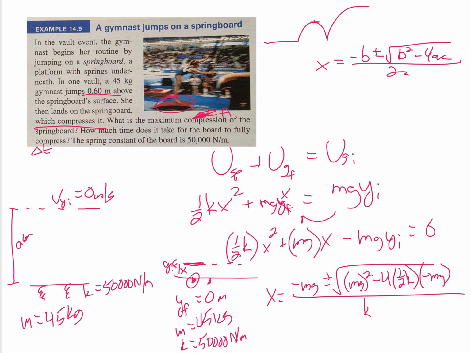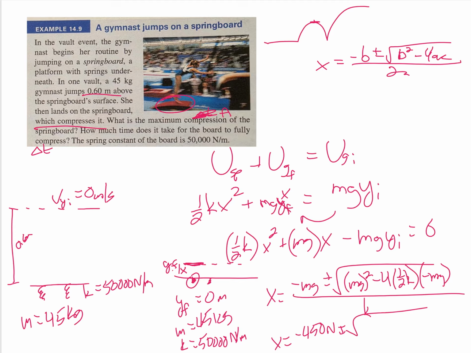So x equals negative mg. What do we got? Like around 450 newtons. So negative 450 newtons, plus or minus the square root of mg, which is 450 again, but we got to square it. I don't know what that is off the top of my head. Minus 4 times 0.5 k times negative mg, so this is going to turn positive underneath the square root, which is good. I just want that number though. What is that number?